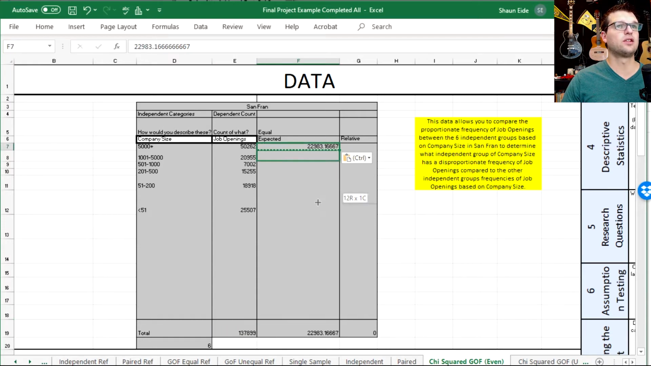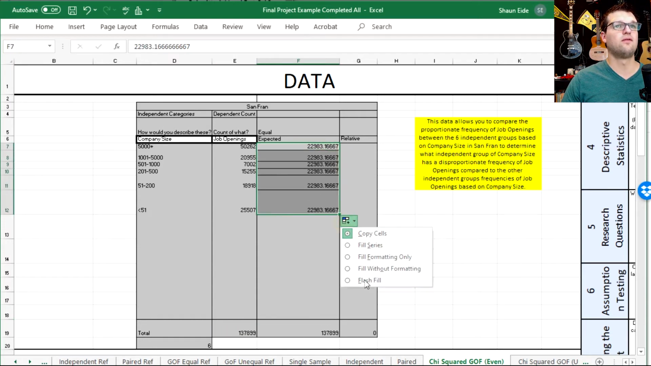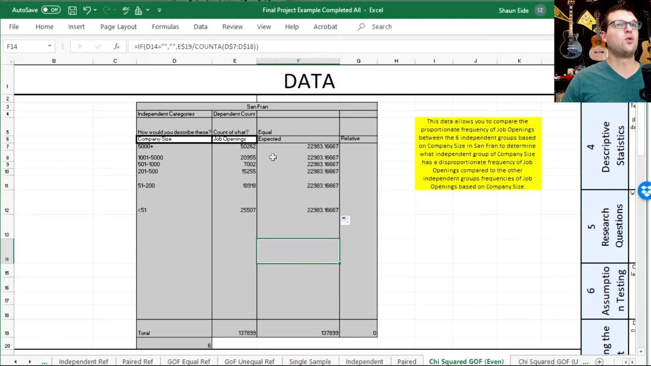Okay, so we're going to drag this down, and fill without formatting. And so we expect all of them to be 22,983.